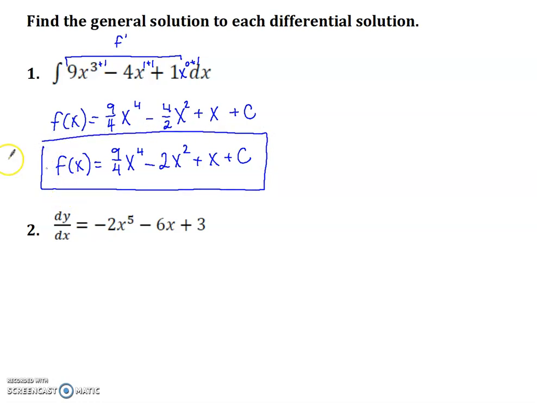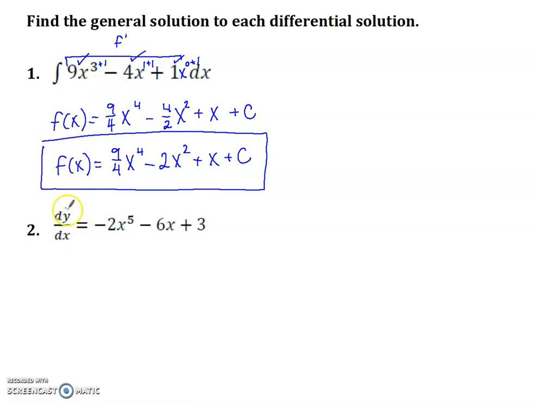Okay. If you wanted to check your answer, you could just take this and take the derivative of it. The derivative is when you move the exponent in front and multiply. So 9/4 times 4 would give us 9x cubed, which matches that first term. Then move the 2 in front. So 2 times 2 would give me minus 4x to the first. And then the derivative of just a plain old x would be 1. And whatever constant this is, it just goes away when I take the derivative. So once you integrate something, which is taking the antiderivative, you can always take the derivative of your answer. It should match the original if you want to check your answer.